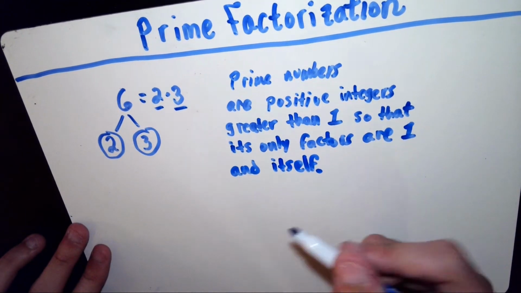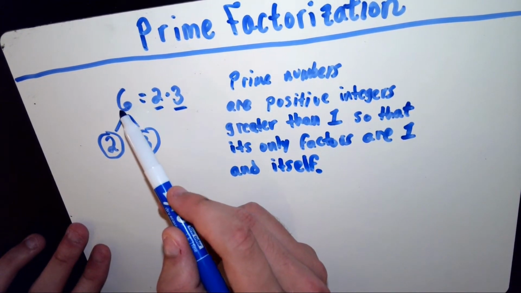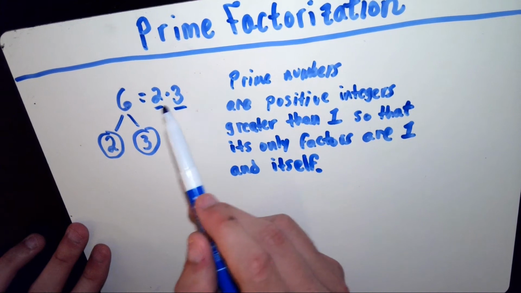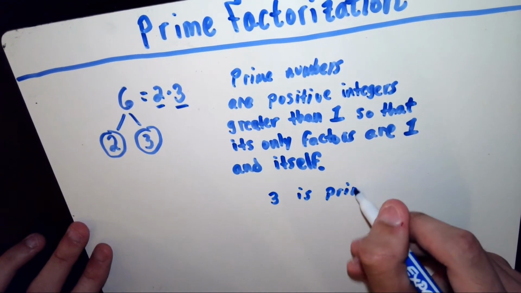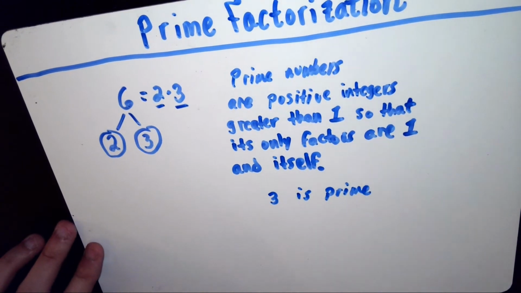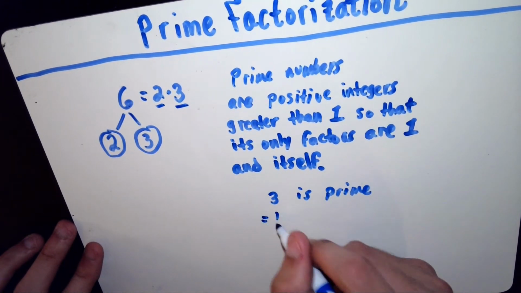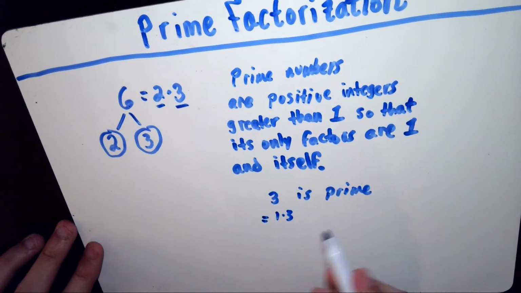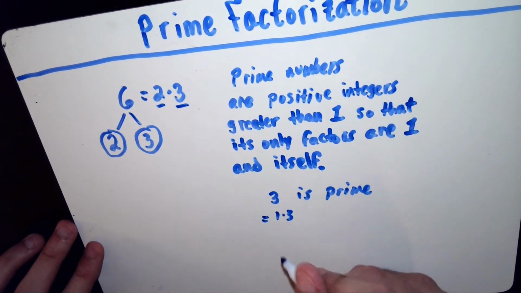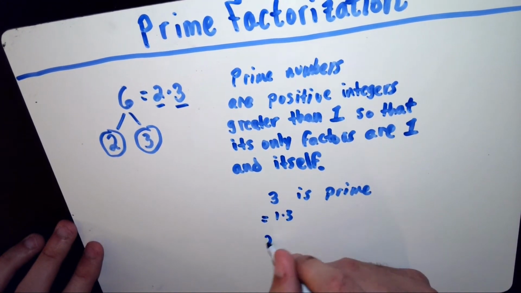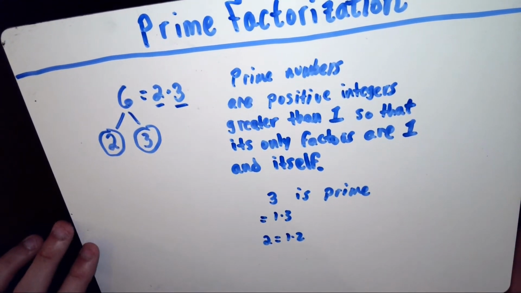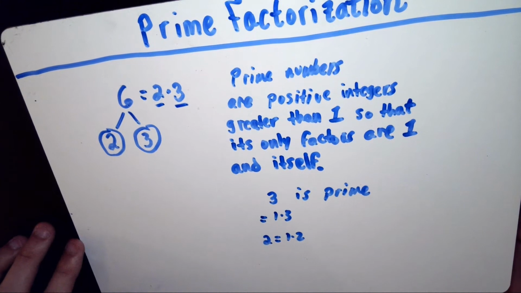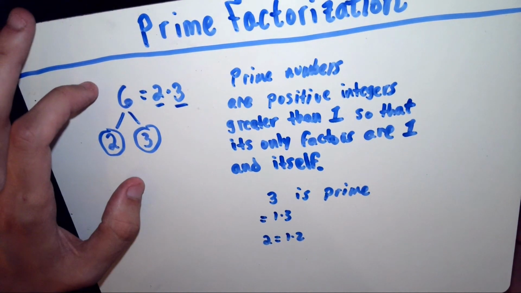So for example, 6 is not prime because 6 is 2 times 3, right? But the number 3 is prime and 2 is prime because 3 is just 1 times 3. There are no other ways to write 3 with positive factors, and then 2 is just 1 times 2. So we've covered what prime means, and we've done the prime factorization of a number like 6.